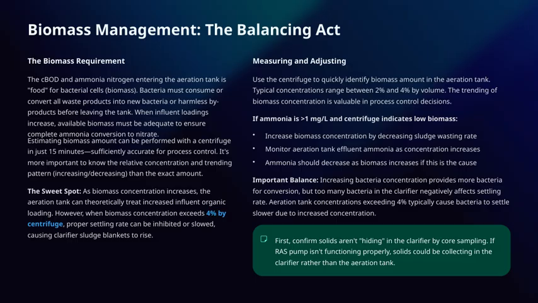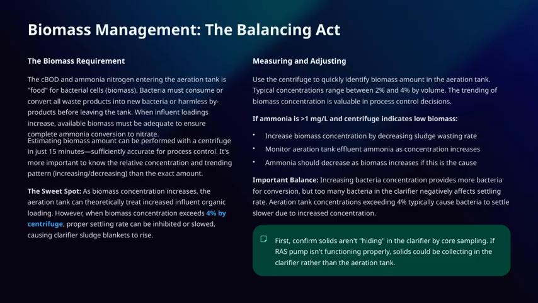As biomass concentration increases, the tank can theoretically handle a higher organic load. But there's a limit. When biomass exceeds about 4% by centrifuge, proper settling can slow down or even get inhibited, which causes sludge blankets in the clarifier to rise and can lead to operational issues.